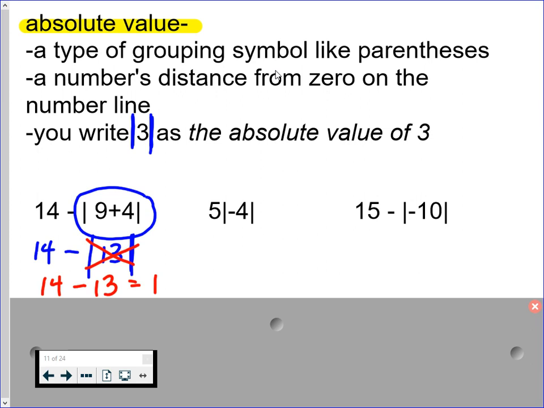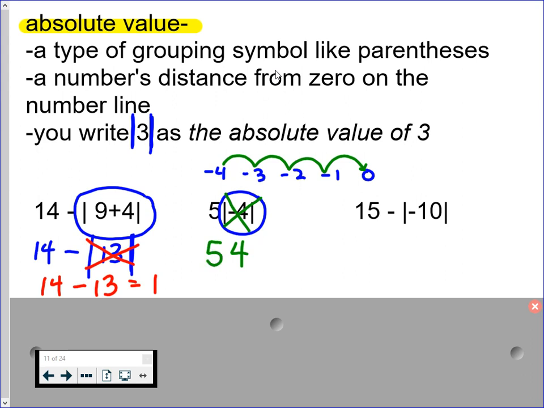Absolute value, like parentheses, you must do that first. How many jumps is -4 from 0 on a number line? 1, 2, 3, 4. So this simplifies down to 4. Be careful that you're not doing 54. The hidden multiplication was in there. Final answer, 20.